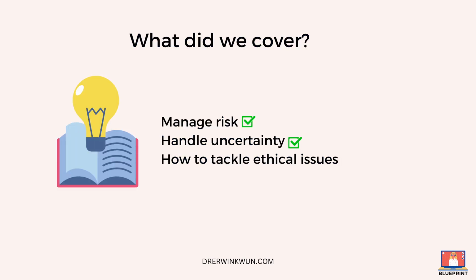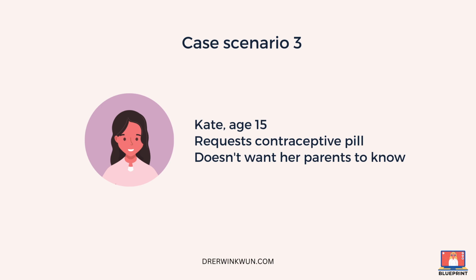So far we've covered how to assess, identify, and manage risk. We've covered how to handle uncertainty. The next component is how to tackle ethical issues. The scenario is about a 15-year-old girl who is requesting the contraceptive pill. She doesn't want her parents to know about it. So this is a bit of a tricky situation.